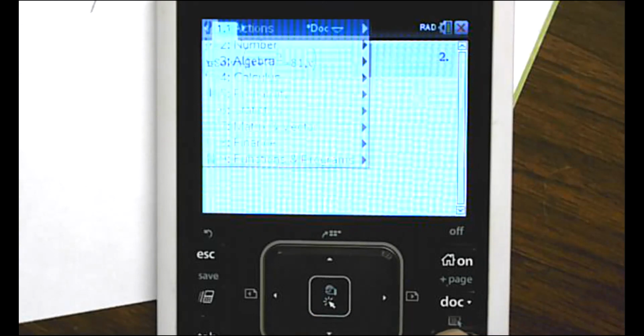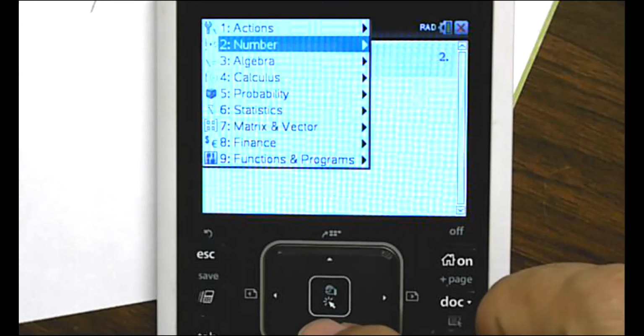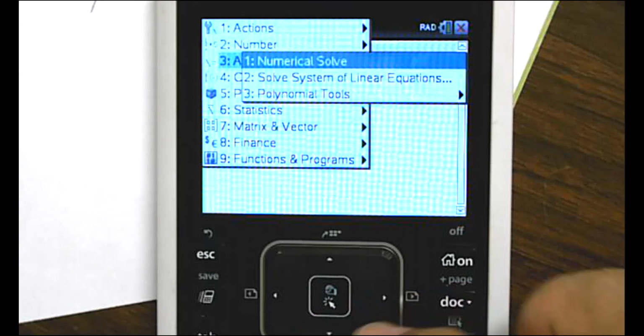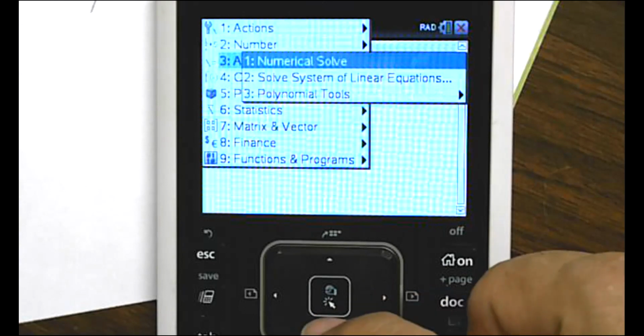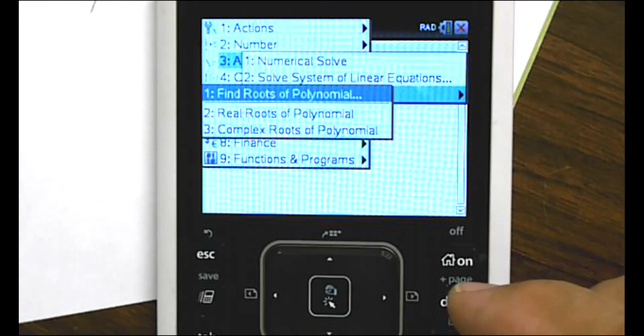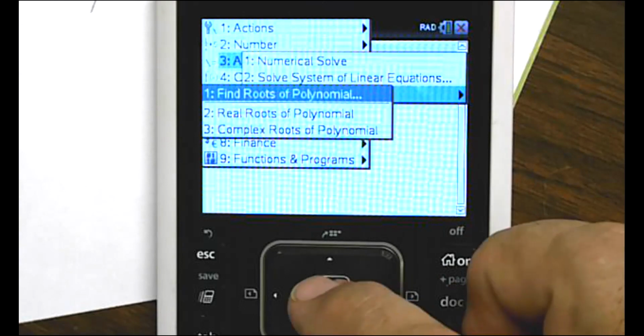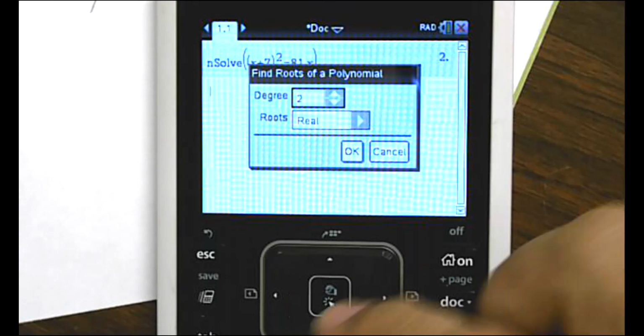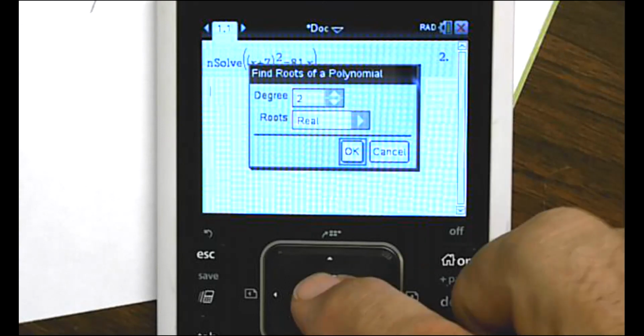If you click the menu button, go down to algebra, scroll across, and then go down to polynomial tools, number 3, and go across and find roots of polynomial. You'll get a box that looks like this. It's a second degree equation, and you're looking for real roots. For algebra 1, that'll always be the case. So you don't even have to do anything here. Just scroll down and click OK.